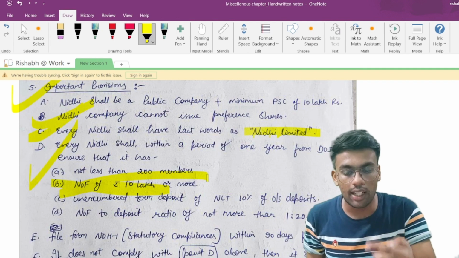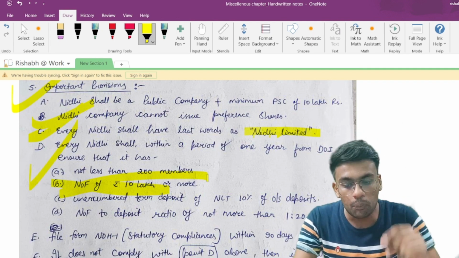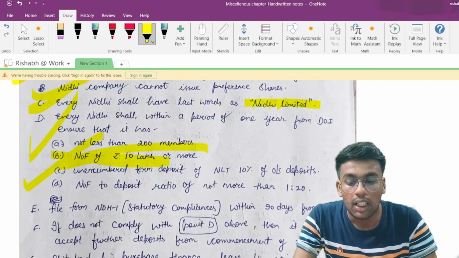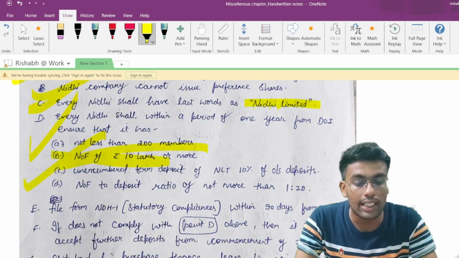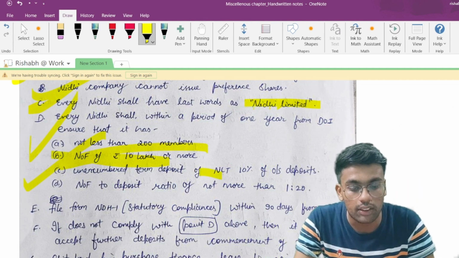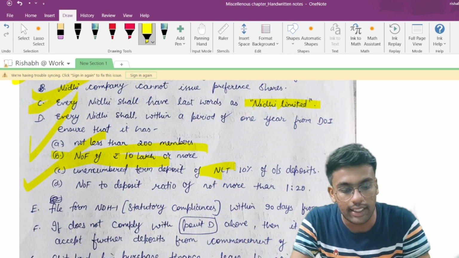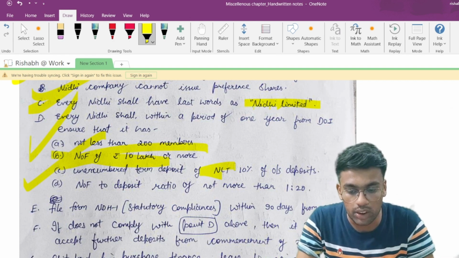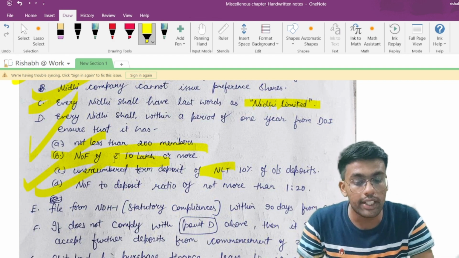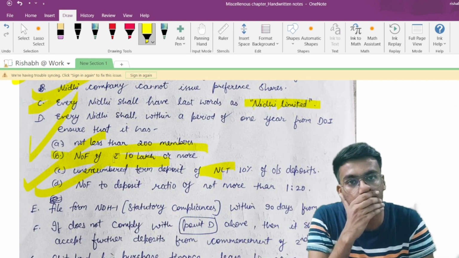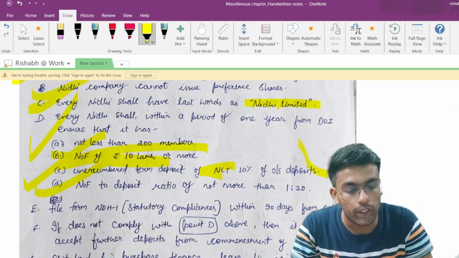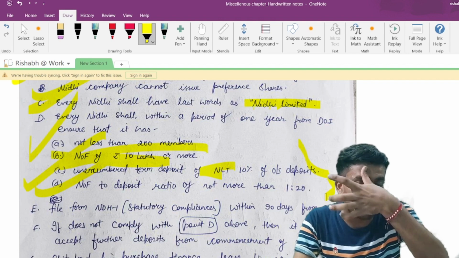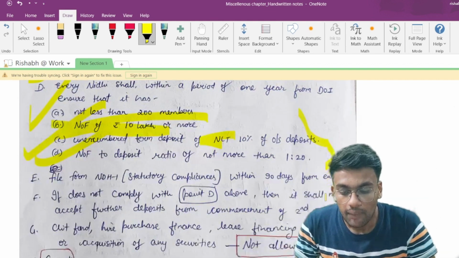That we are going to understand in the next subsequent pages. So please be very careful with this point. Now, an unencumbered term deposit of not less than 10% of the outstanding deposits, and NLT stands for not less than 10% of the outstanding deposits, net on funds to deposit ratio of not more than 1:20. So these provisions are very important from the MCQ perspective. So please refer to these provisions in detail.